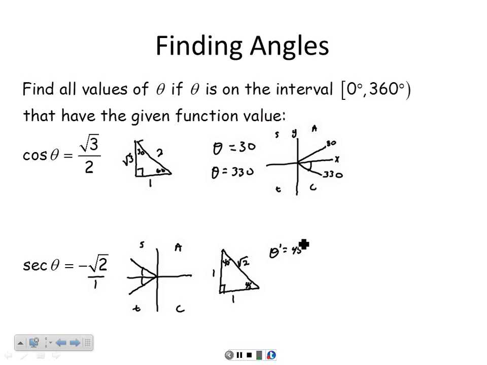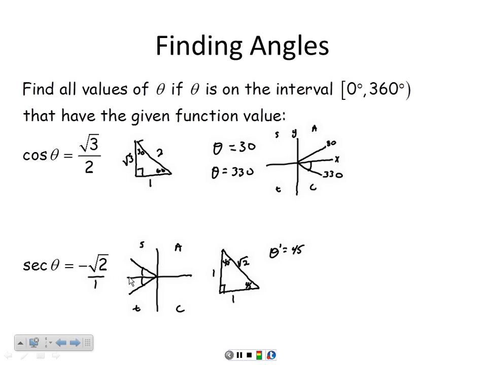But that's not theta. That's just our reference angle, okay? In the first problem, it just so happened that our reference angle was theta because we were in the correct quadrant. But here, 45 degrees is in quadrant 1, and so we know that we can't be in quadrant 1 because our value is negative. So instead we have to use these reference angles.